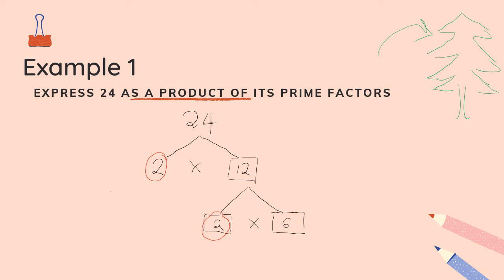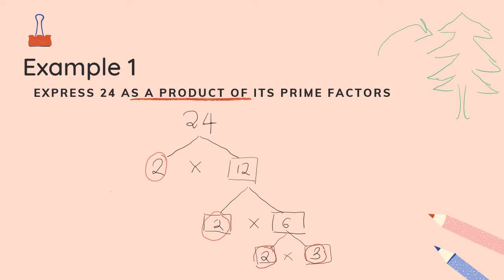For number 6, yes, you can further branch out into what number times what number gives 6. The easiest way is start with 2. So 2 times 3. As usual, 2 is already a prime number. So let's circle that number. Now, how about number 3? Is it a prime? Yes, number 3 is a prime, so you can circle that out.